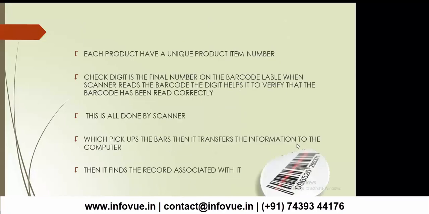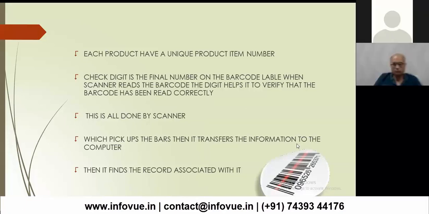The check digit is the final number on the barcode label. When the scanner reads the barcode, the digit helps it verify that the barcode has been read correctly. And this whole process is done through the barcode scanner. The main work of a barcode scanner is to fetch the data from the barcode and transfer that information to the computer.